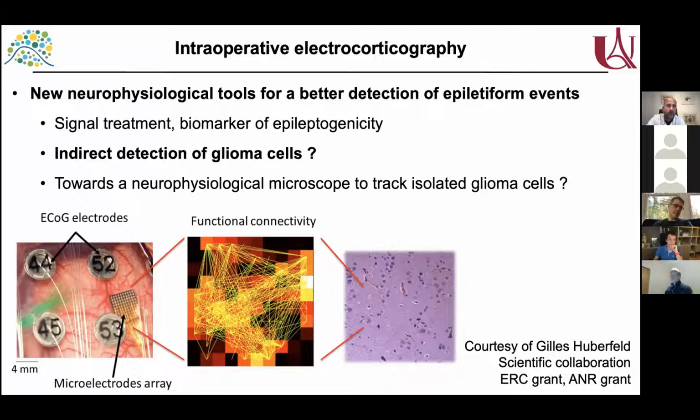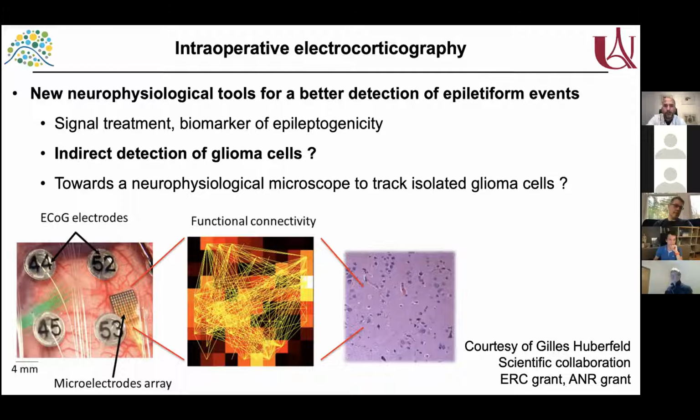And we try now to compare these neurophysiological findings with the neuropathological findings obtained from the brain sample we analyze. And we aim at obtaining a neurophysiological biomarker of such epileptogenic foci. This will allow us to detect indirectly the presence of isolated glioma cells by a neurophysiological signature. Here, another link between seizure and glioma, and we will track and remove glioma cells while guided by neurophysiological changes they induce.